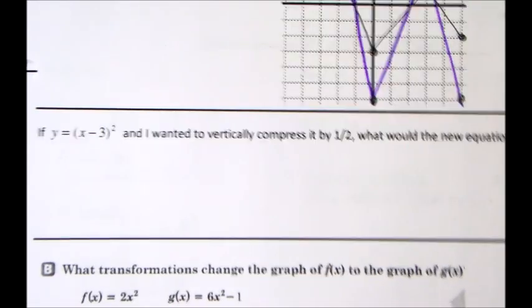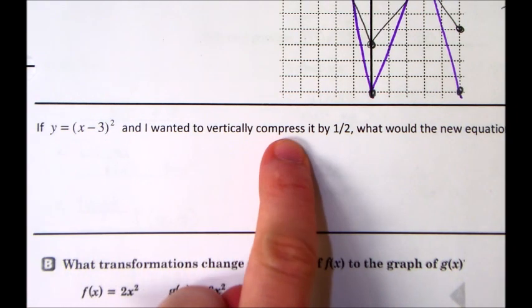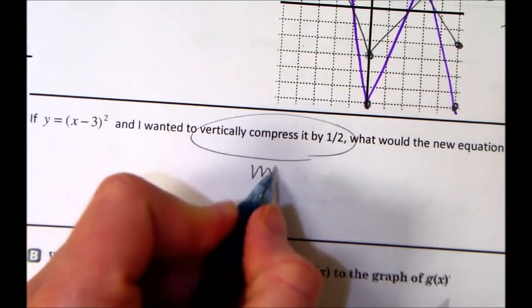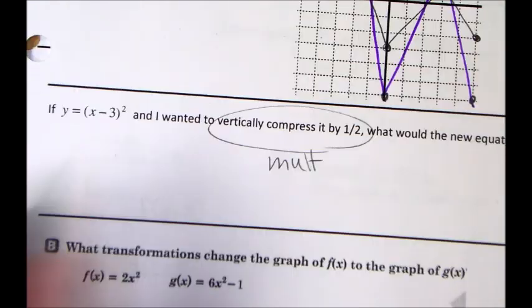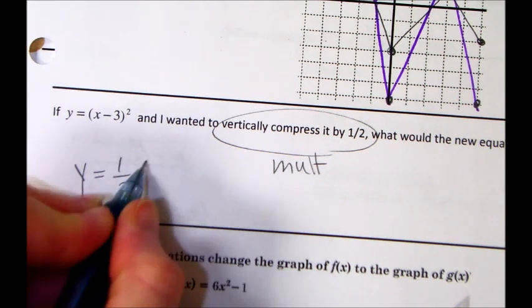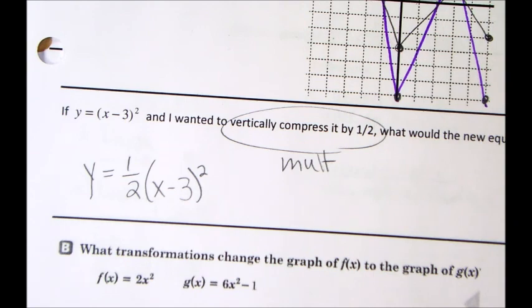Okay. Let's say I have y equals (x minus 3) squared, and I want to vertically compress it by 1/2. Well, that just means to multiply by 1/2. And it just means to throw it out in front of the parentheses. y equals 1/2 (x minus 3) squared. Doesn't tell me to change anything else, but now it's half as tall.